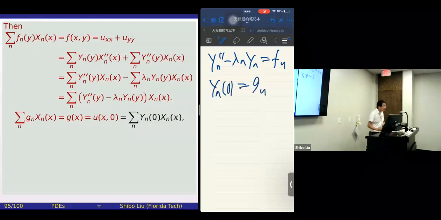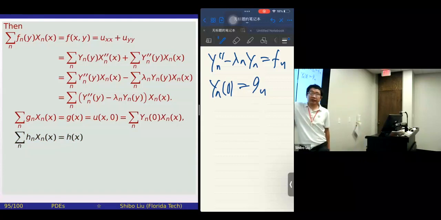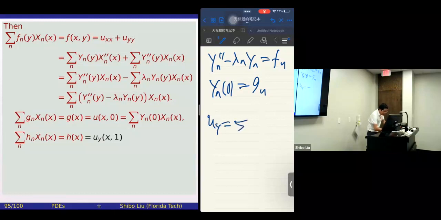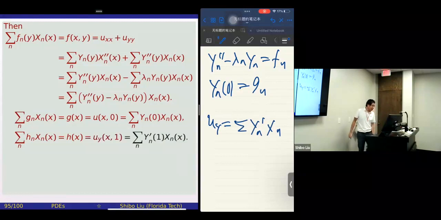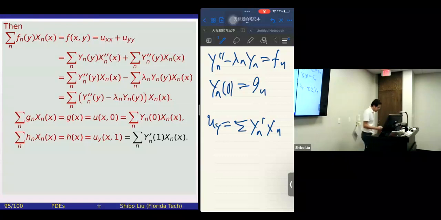yn(0) equals 0. Similarly, we consider the expansion of h. The coefficient is hn, which can be computed. But h(x) is the partial derivative of u with respect to y at y equal to 1. But u_y equals yn'(y) times Xn(x). So this equals yn' evaluated at 1 times Xn(x). So this means that yn'(1) equals hn.